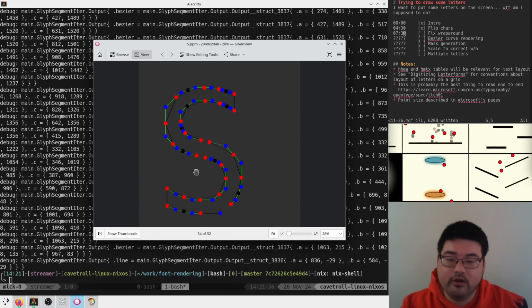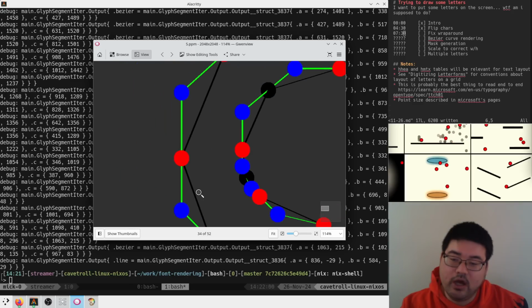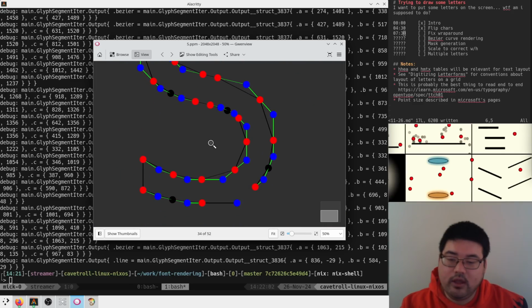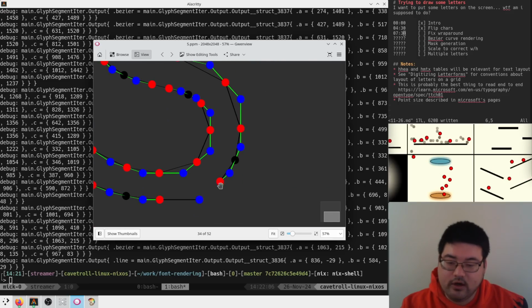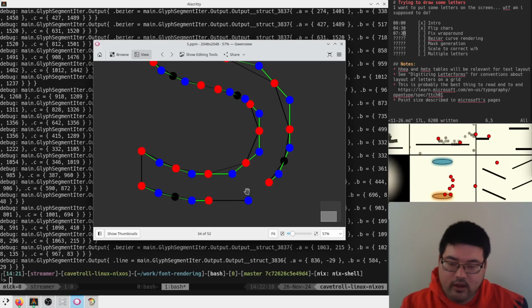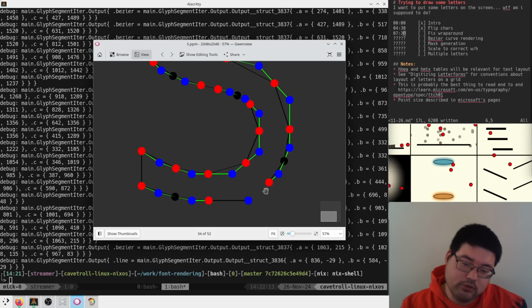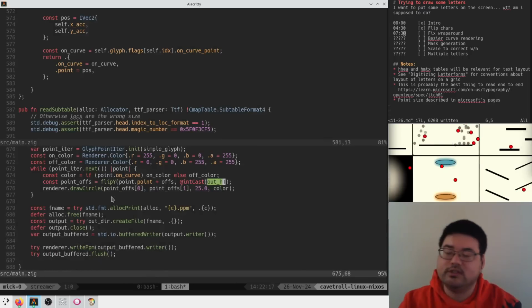Okay, that's looking pretty good. So red is on curve, blue is off curve. And I guess what we're seeing here is we probably start here and then walk all the way around and end up back here. And I assume that we're doing something stupid if the last point is off curve or something. I assume that's what we're doing.